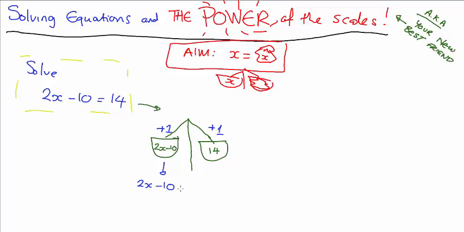I already had 2x minus 10, now I'm just going to add 1 to this side. Now hopefully, from simplifying terms, you see, the reason they showed you how to simplify terms is you can actually clean this up. This just becomes 2x minus 9, and this will become 14 plus 1, which will give you 15. Do you see, by adding 1 to each side, we've actually changed the equation.